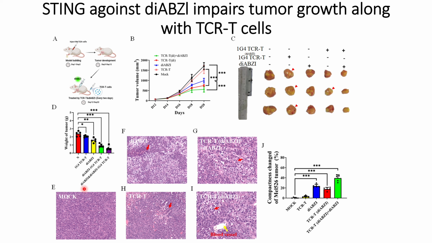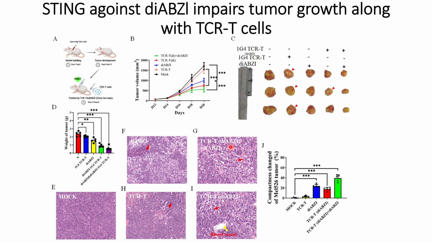Panels E, F, G, H, I show H&E staining of the mouse models at different conditions. For the mock, we can see that the compactness is very high. However, for the case where only T cell receptors are used, we see a reduction in the compactness, and where there is only DiaBZl treatment, there is a further reduction in the compactness. And if they use T cell receptors with DiaBZl treatment and the DiaBZl, they see the maximum reduction in the compactness, and the compactness is maximum in the case of panel G.